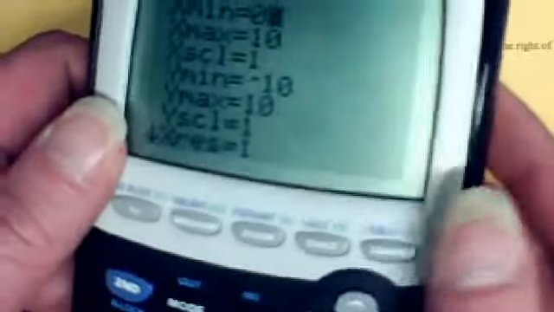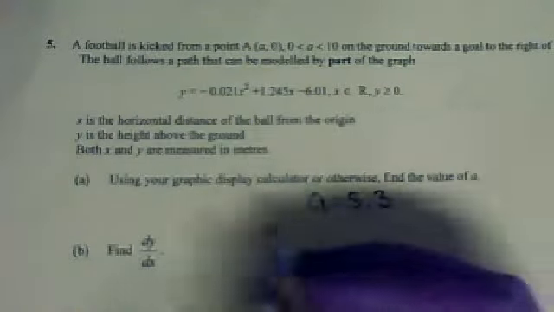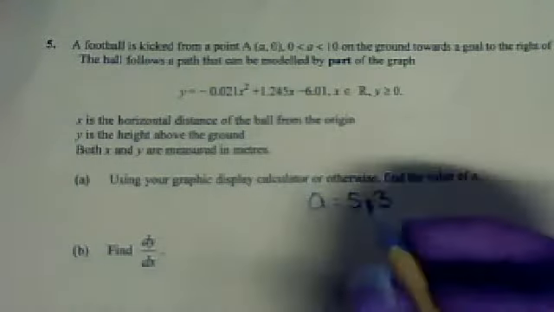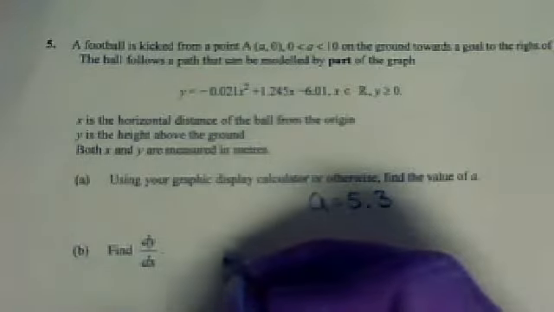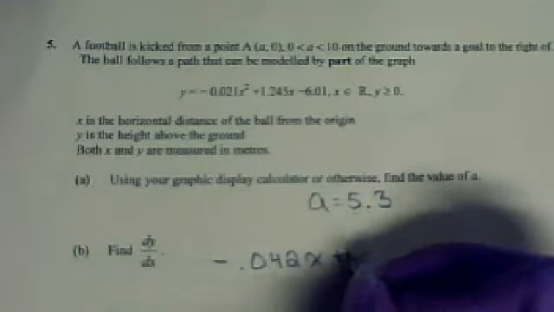Now, I should have changed my window a little bit because it said to make sure that that value was between 0 and 10. You could have done a little bit of an estimate. Find dy dx. That's the derivative. Everybody should have gotten this one right. All you're doing is applying the power rule.